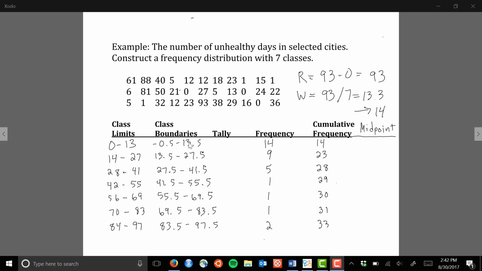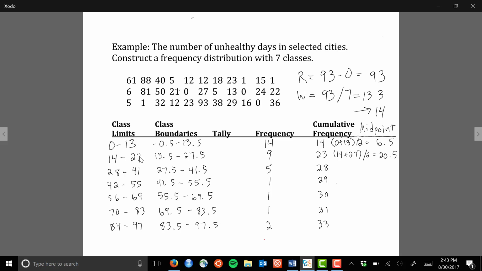What you're going to do is take the lower limit and the upper limit for each class, and average them together. In other words, you're going to add them together and divide by 2. So the midpoint of the very first class is going to be 0 plus 13 divided by 2, which gives us 6.5. The midpoint of the second class is going to be 14 plus 27 divided by 2, which gives us 20.5.